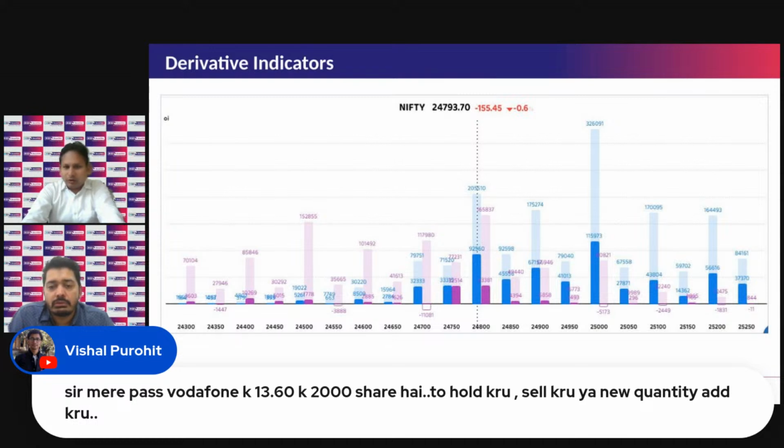So, to add on Vodafone. Definitely, Vodafone is in trouble, and it's a kind of turnaround story.